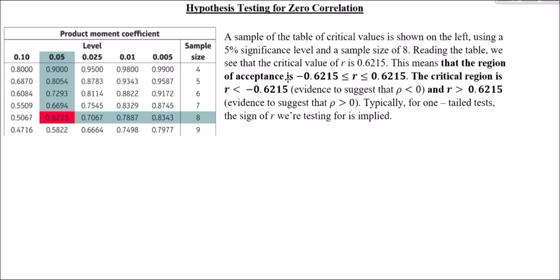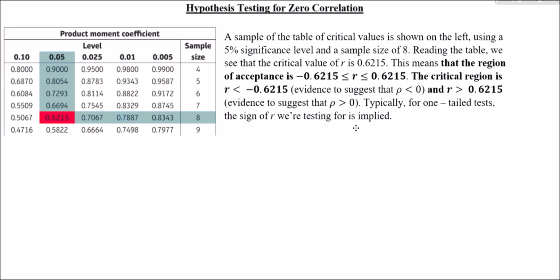So that means that the region of acceptance, where you'd accept H0, is where R is in between minus 0.6215 and 0.6215. So the magnitude of R needs to be less than that. The critical region, where you'd reject H0, is where R is smaller than minus 0.6215. That would be evidence to suggest that the correlation is negative. And also the critical region would be where R is greater than 0.6215. That would suggest that rho is greater than 0, positive correlation.